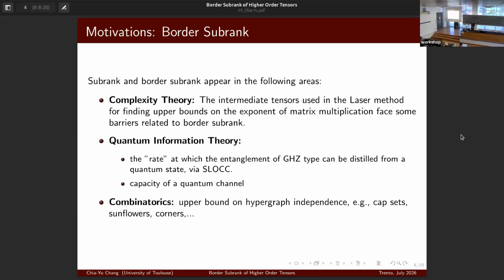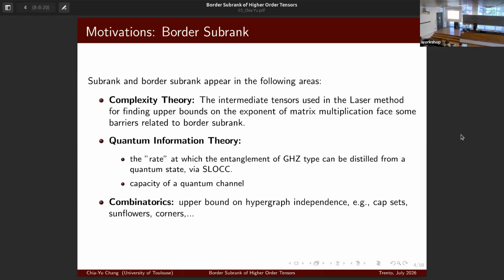And so far, the intermediate tensors that have been used to find upper bounds on the exponent have low subrank or border subrank. So we say that those intermediate tensors face some barriers, and those barriers are in fact related to subrank and border subrank. Another motivation is from quantum information theory.